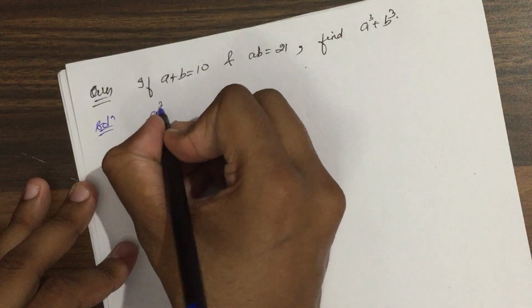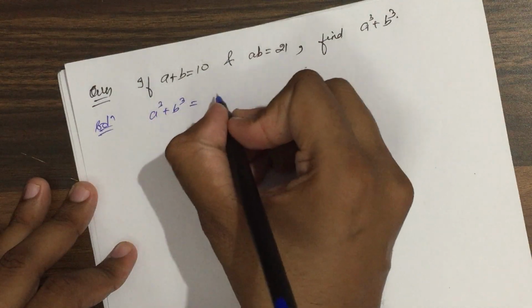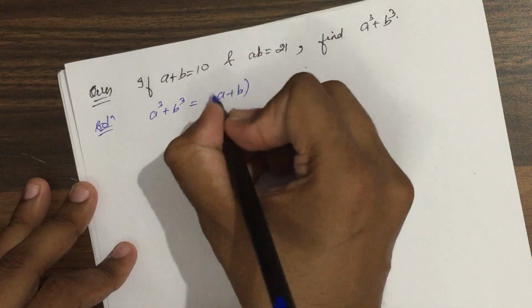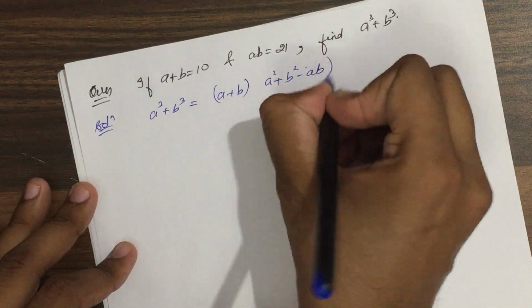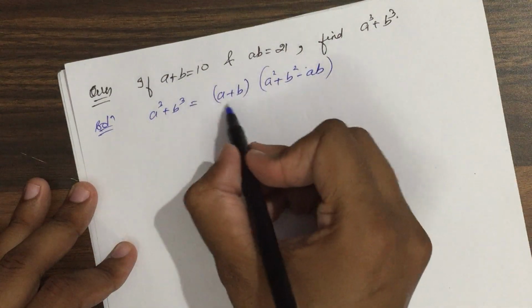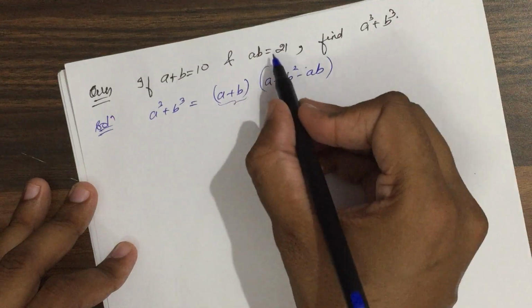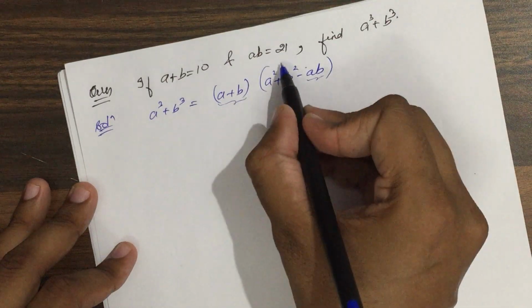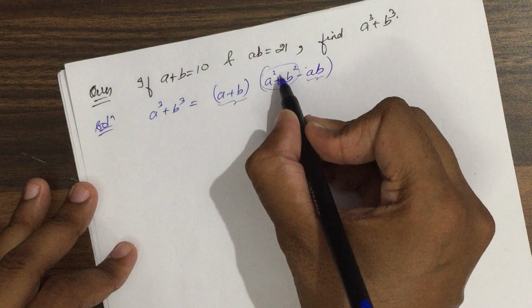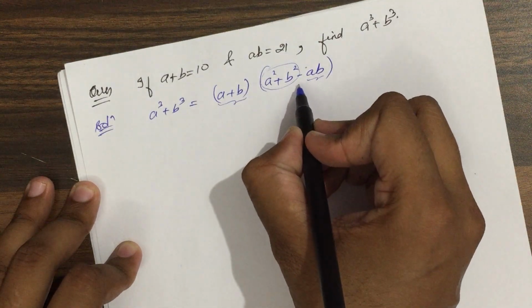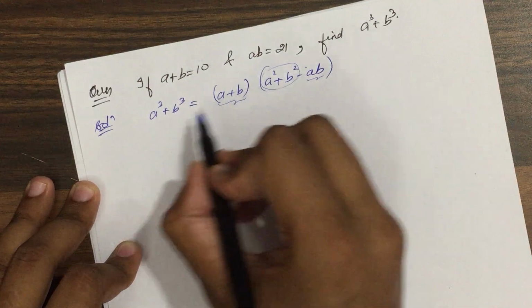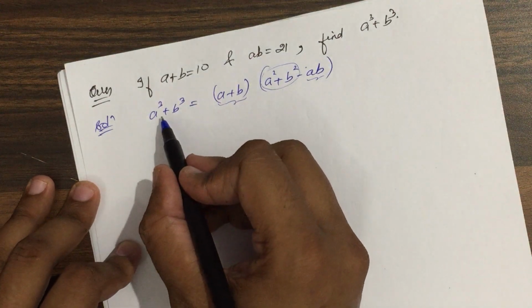Now write down the identity. a cube plus b cube will be equal to a plus b into a square plus b square minus ab. Now a plus b is given to you, ab is given to you, but you don't know the value of a square plus b square. So first of all you should find the value of a square plus b square using the given data and put it here, then you can calculate the value of a cube plus b cube.